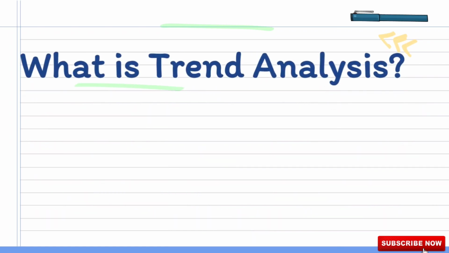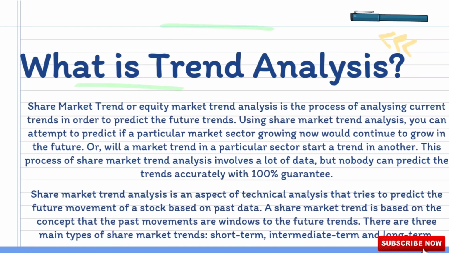What is trend analysis? Share market or equity market trend analysis is the process of analyzing current trends in order to predict future trends. Using share market trend analysis, you can attempt to predict if a particular market sector growing now would continue to grow in the future, or whether a market trend in a particular sector will start a trend in another. This process involves a lot of data, but nobody can predict the trends accurately with a 100% guarantee.